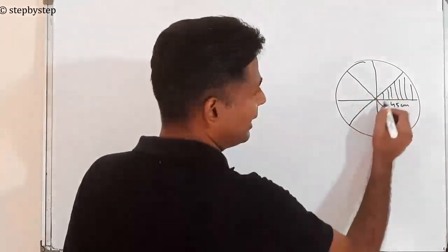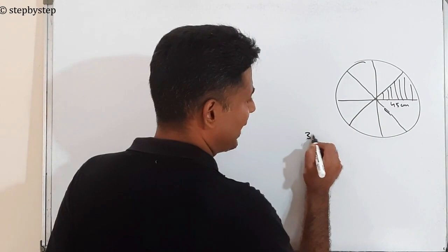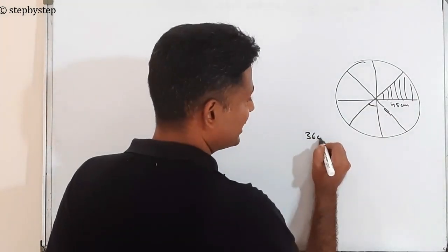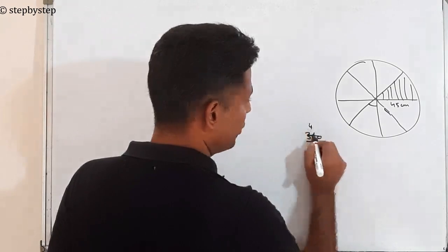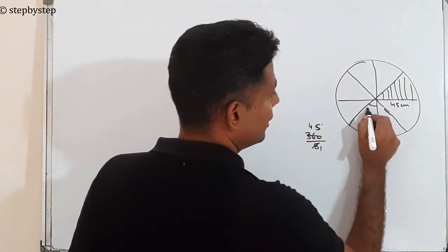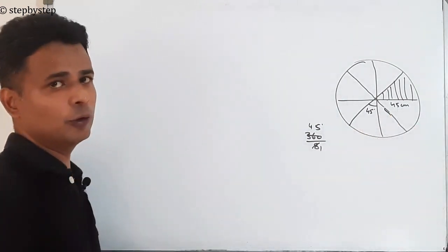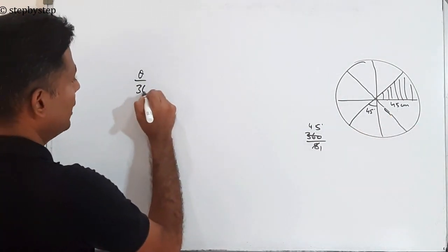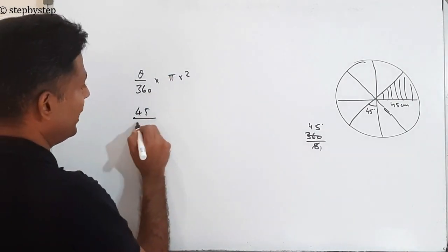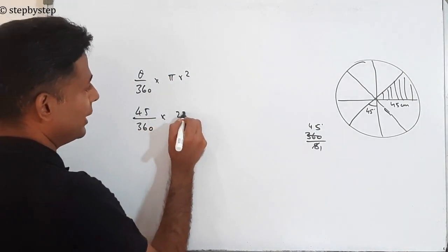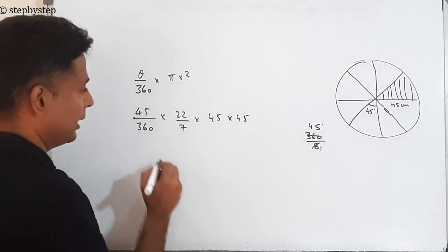Now there are 8 ribs, so there are 8 equally spaced sectors. What will be the angle of each sector? 360 by 8, which is 45 degrees. We know the radius, so we just have to use the formula: theta by 360 into pi r square. So 45 by 360 into 22 by 7 into r square, 45 into 45.